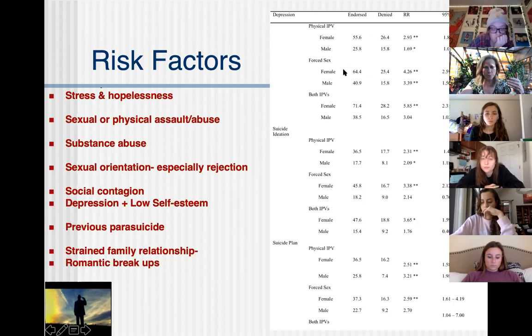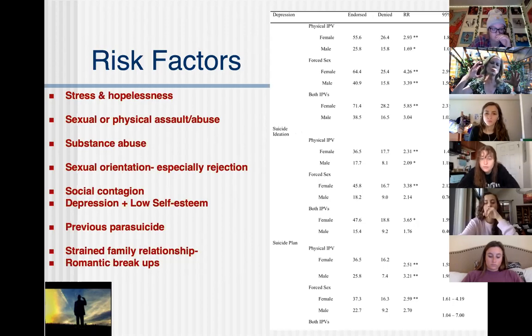Many more women reported that they had been raped, these teenage high schoolers, and many more women reported being victims of both than the men. Then we looked to see how this predicted suicidal ideation and how this predicted suicidal plan. And this number over here is called a relative risk ratio.